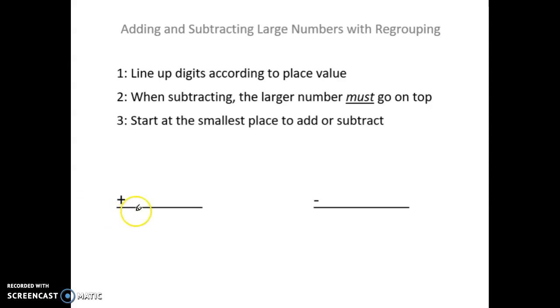For the first one, we're going to look at an addition problem. We're going to add 12,459 to the number 23,624.